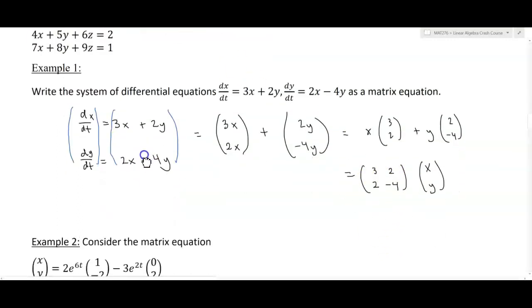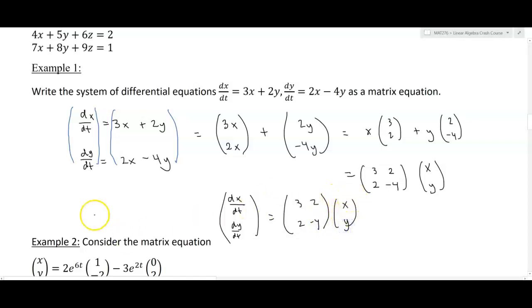So our final answer to write this in matrix form would be the vector dx/dt, dy/dt equals the matrix 3, 2, 2, negative 4 times the vector x, y. And it's going to be important to actually write a system of equations in matrix form because we're going to be doing something with this matrix here. This matrix that contains all of the coefficients is just called the coefficient matrix.